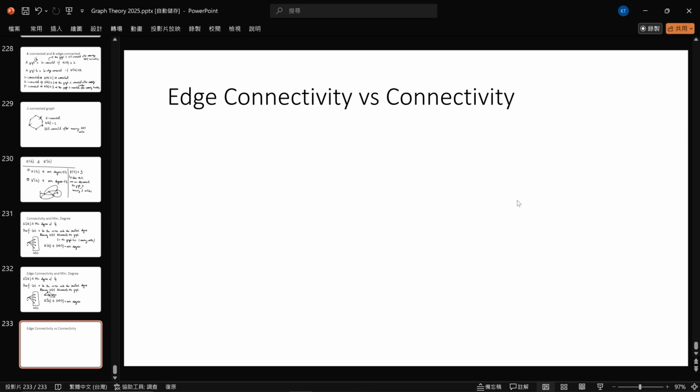Okay, so far we've compared connectivity and minimum degree, and edge connectivity and minimum degree. So this time we're going to directly compare kappa G and kappa prime G. Okay. And the question is the same, okay? So which one is larger? Which one is smaller?